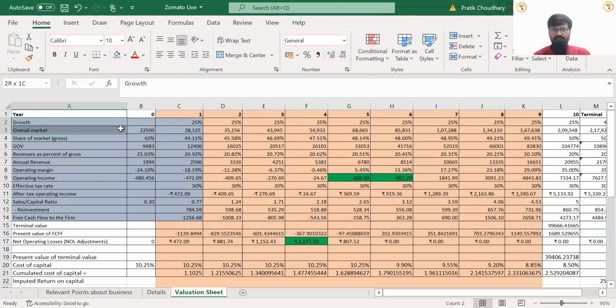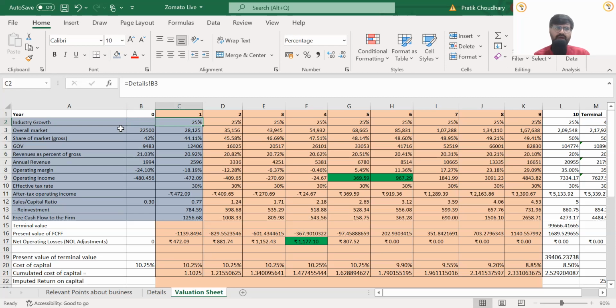So we need to put these particulars in Excel. The growth, that is practically the industry growth rate we are talking about. So we get the overall market, we need the share of market. Because this was an e-commerce company, there's a concept called gross merchandise value and gross operating value. We'll come to that. Then revenues, operating margin, income tax, PAT, reinvestment, free cash flow. So let's go about it. Point zero means the current, what is the current industry size, etc. And these are all the forecasted numbers.